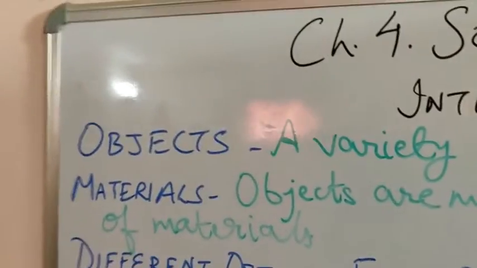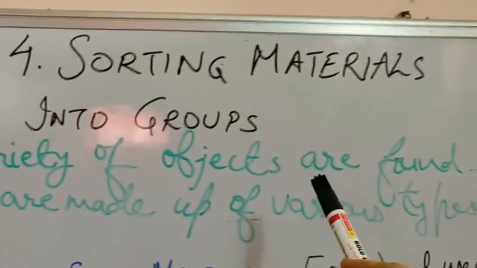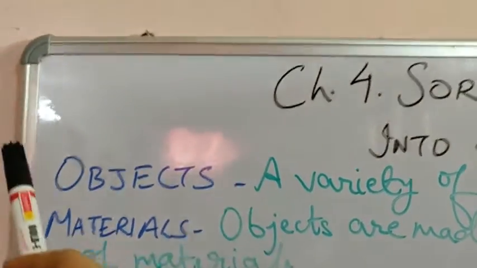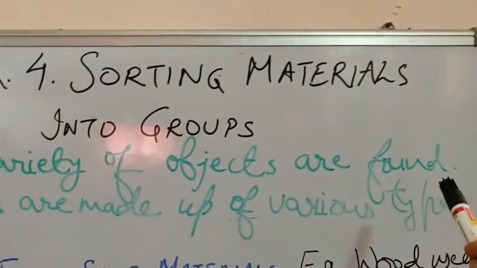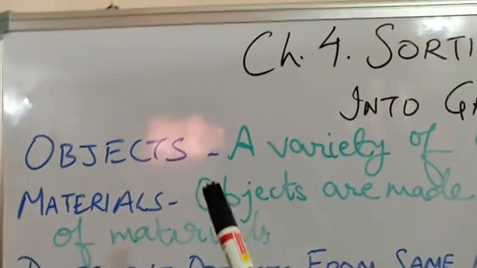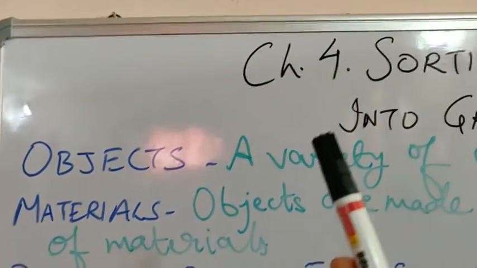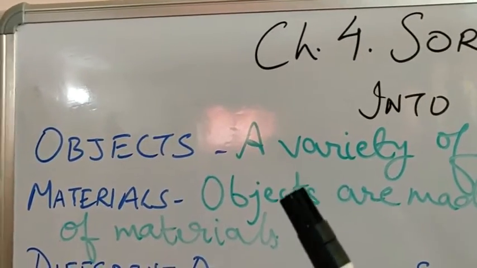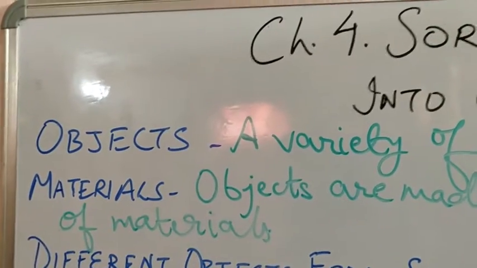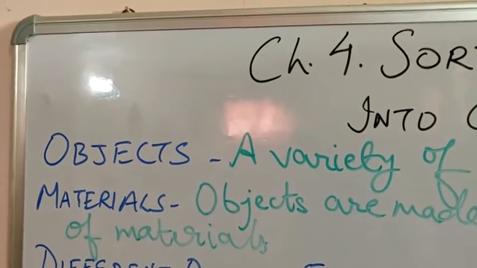So, what are objects? Objects means a variety of objects are found around us. Objects basically means the things which are found around us. Like in the previous video, I told you that there is a pen which is there with you, you have a kit, you have a book, you have your TV, you have a mobile, you have clothes, you have toys. All these are objects.